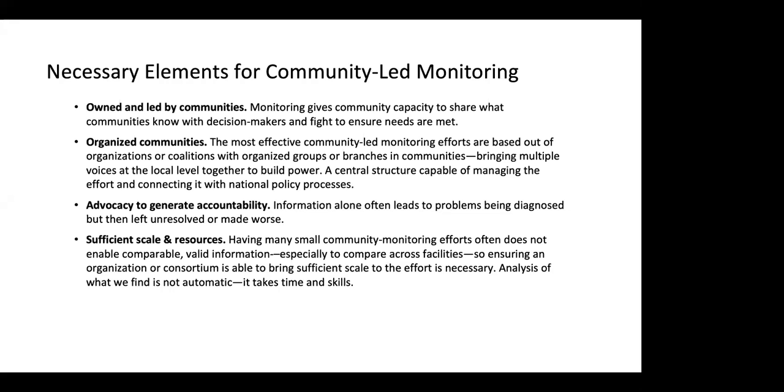And then finally, making sure that there are enough resources to actually do the kinds of things that are necessary. Having a few surveys here and there will change very little. A community-led monitoring effort is sustained over time. It's collecting valid information and validating it. And it's analyzing the information that's gathered, which is not automatic. That takes time, skill, and there has to be somebody in charge of doing that.